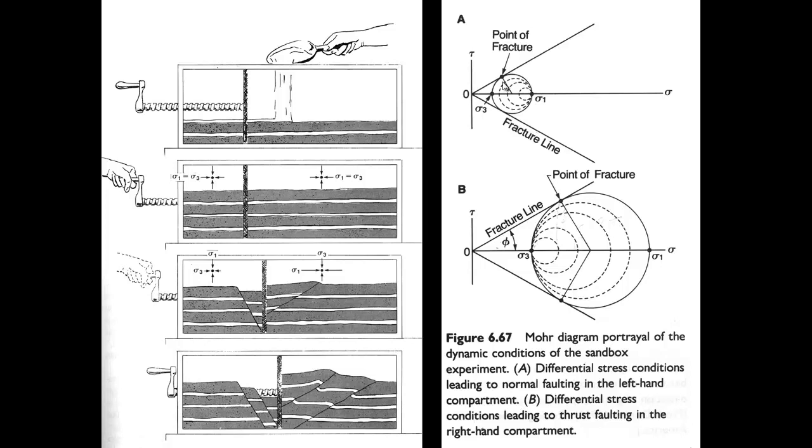We can do the same thing with the reverse faulting case, this actually takes more stress. We have to keep the vertical stress constant. It becomes sigma 3. Push on the side, which basically increases sigma 1. The circle becomes larger.